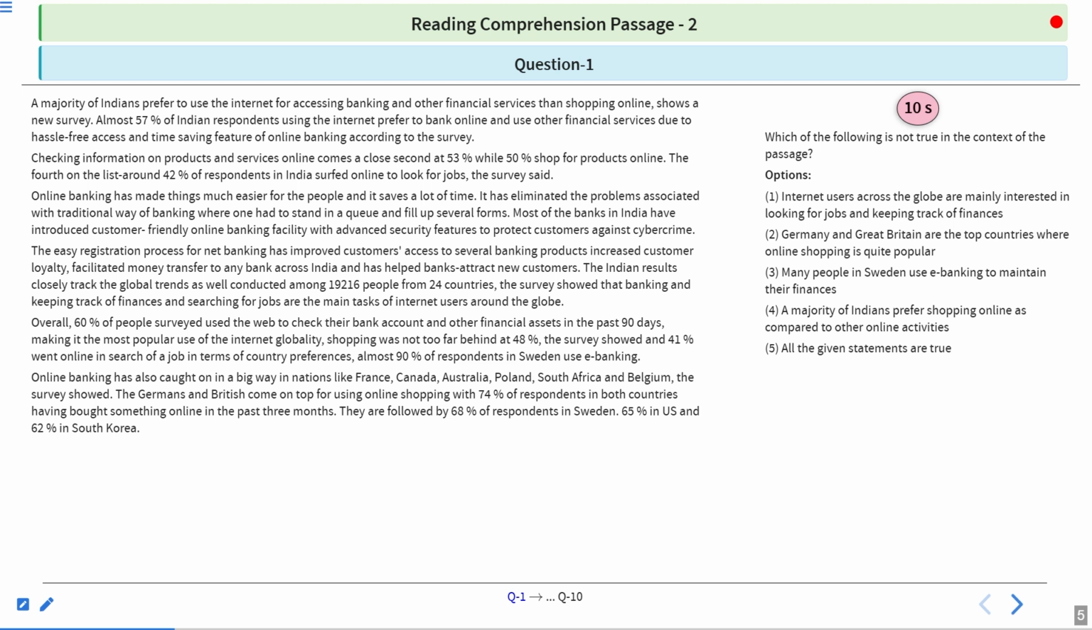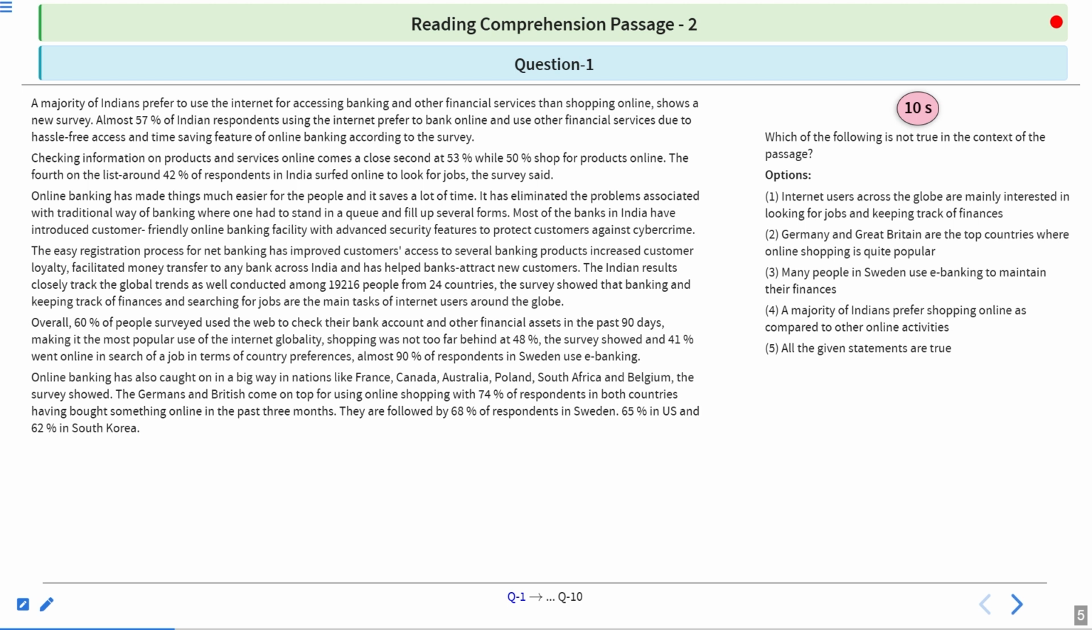Online banking has also caught on in a big way in nations like France, Canada, Australia, Poland, South Africa, and Belgium. The survey showed the Germans and British come on top for using online shopping, with 74% of respondents in both countries having bought something online in the past 3 months. They are followed by 68% of respondents in Sweden, 65% in US, and 62% in South Africa, Korea. I hope you have understood the passage.